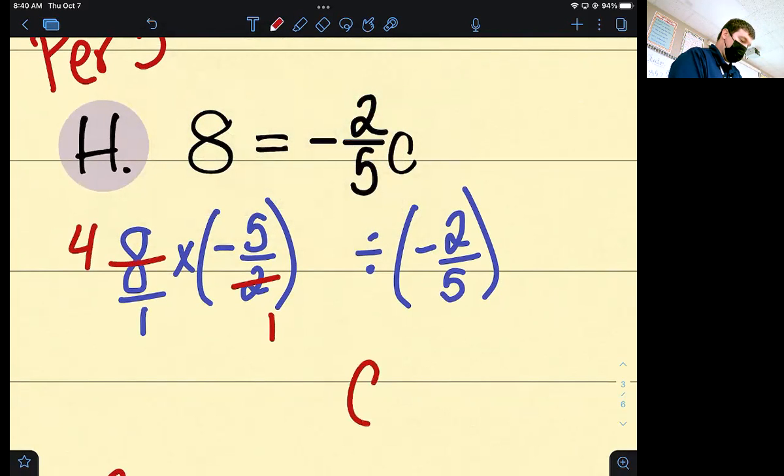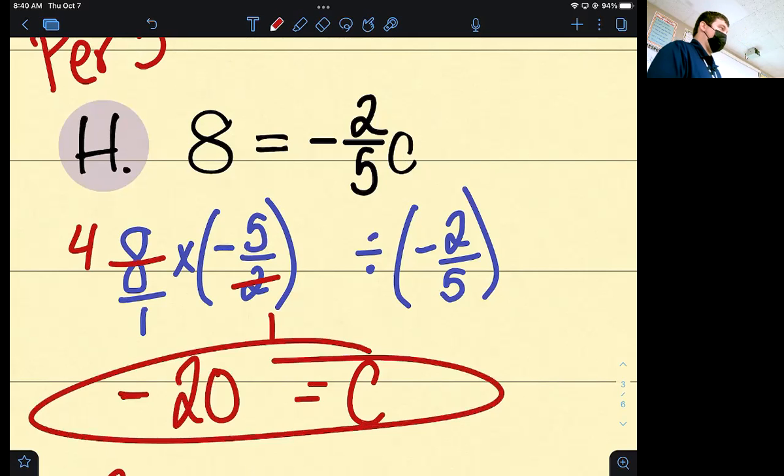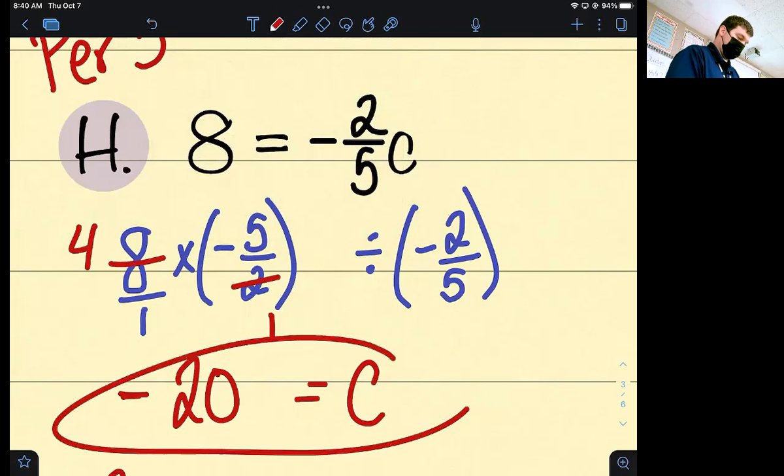One negative makes your whole answer negative. So there's the negative. And what's 4 times 5? And what's 1 times 1? And how do I write 20 over 1? Just 20. So my answer is negative 20. C equals negative 20.